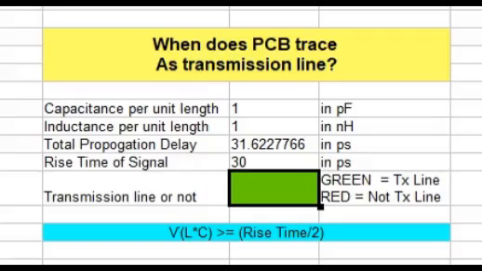It is known as TPD, propagation delay. Okay, propagation delay you can get to know from your PCB calculations, and then use this formula, and you can get to know whether that is a high speed signal or not. Hope we gave some glimpse of how this can be calculated.